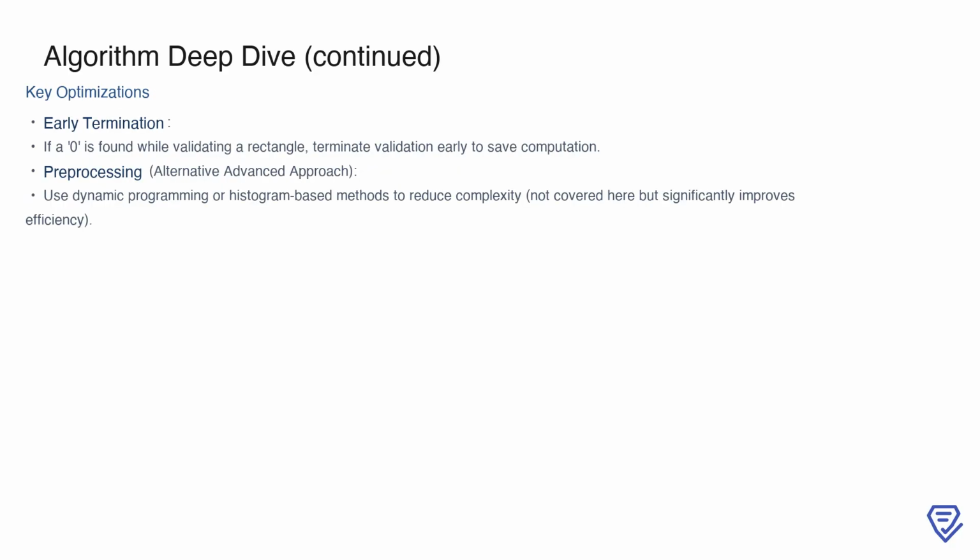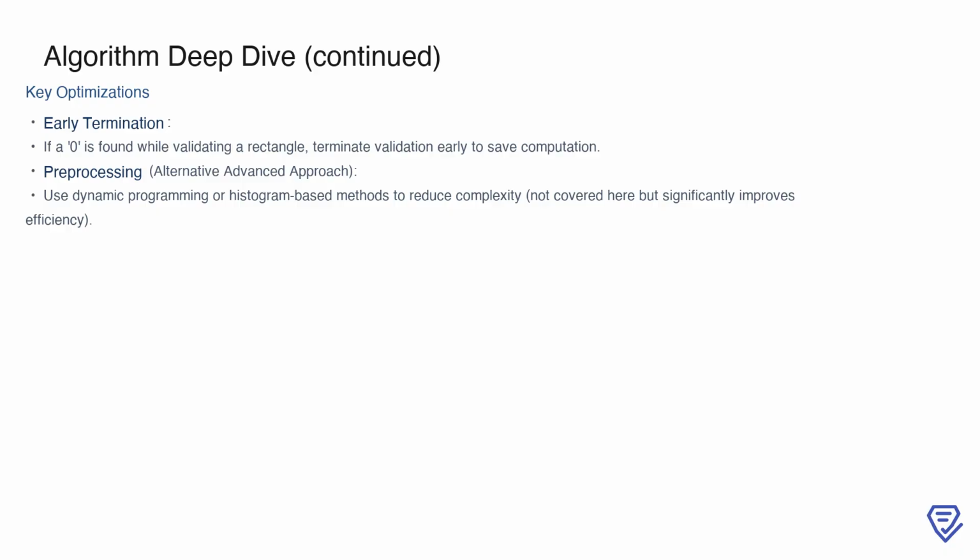Finally, there are some key optimizations that can significantly improve the algorithm's efficiency. One simple optimization is early termination during validation. If a 0 is encountered while checking the cells of a rectangle, we can immediately stop further validation for that rectangle, saving unnecessary computation. A more advanced optimization involves using pre-processing techniques, such as dynamic programming or histogram-based methods, to reduce the time complexity from O((m times n) cubed) to a much more manageable level.